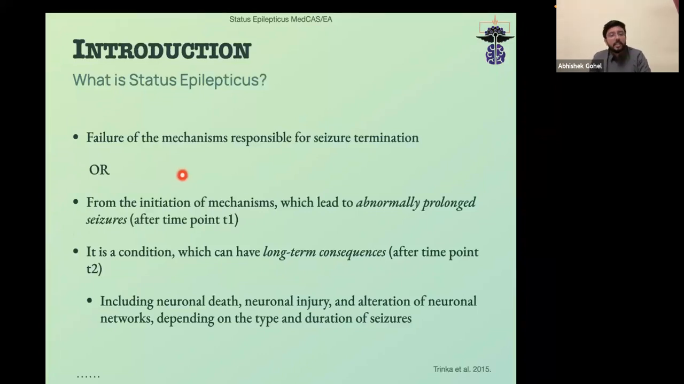We'll start with the definition of status epilepticus. Now, everyone has a vague idea of status epilepticus. If somebody just asks you out of the blue what is status, you will say that it is a prolonged seizure, correct? It is a prolonged seizure, but that is not enough to explain what status epilepticus is. For that, we need to have a bit more nuanced discussion.